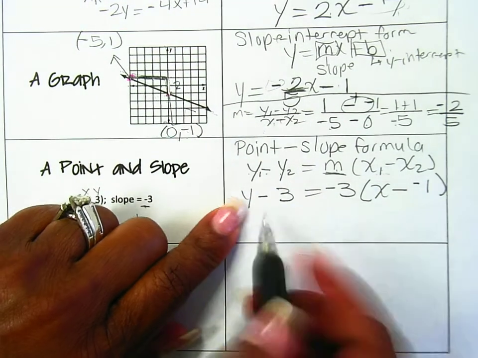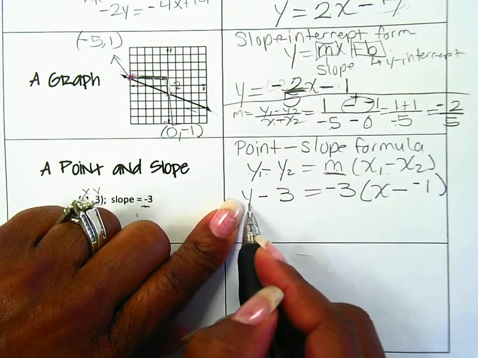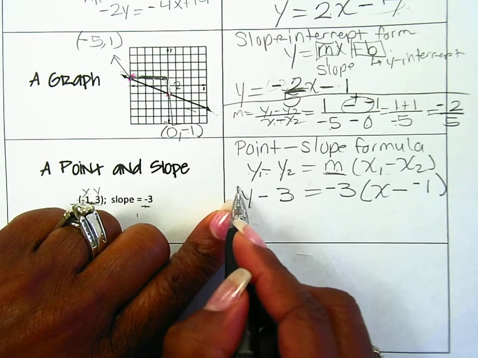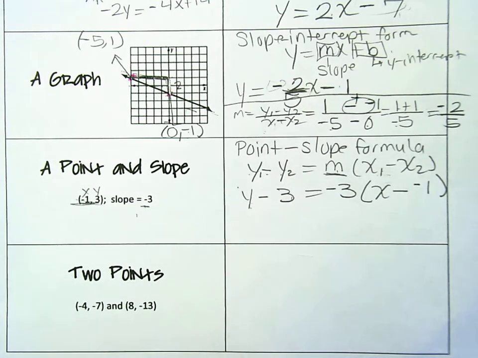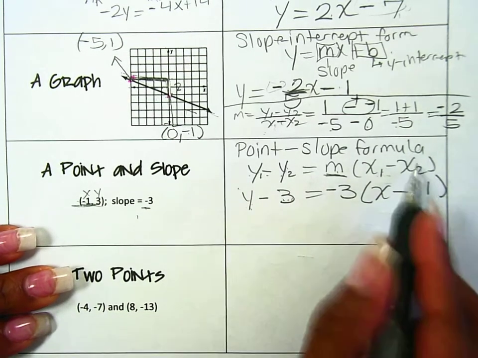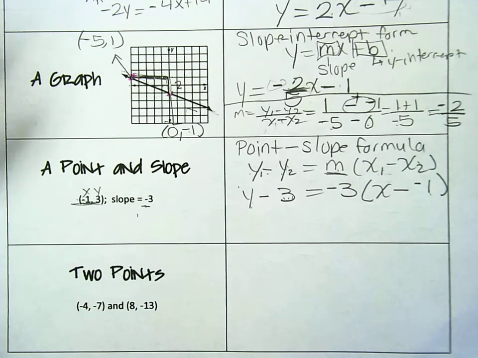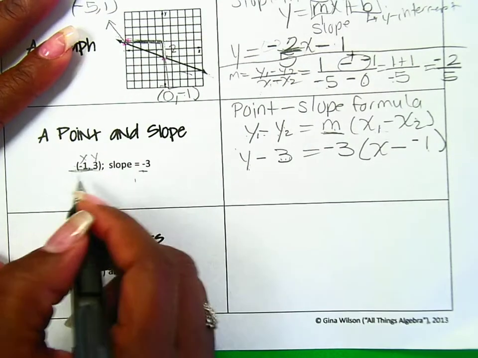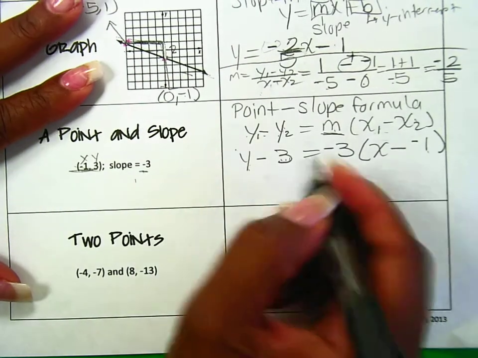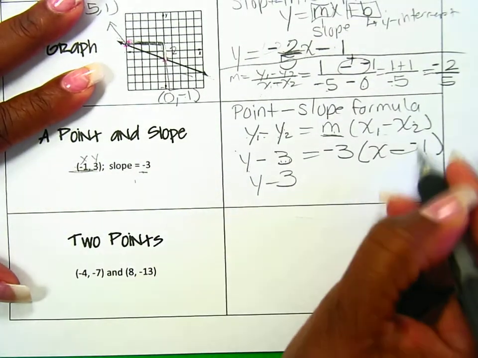You always leave this y first. You don't put the 3 first. You don't interchange it like that. Okay? Just write it like that. Just substitute in for the second y and the second x. Okay? It doesn't matter what point you use. It's all the same. So I have here y minus 3, because I need to simplify this, guys.